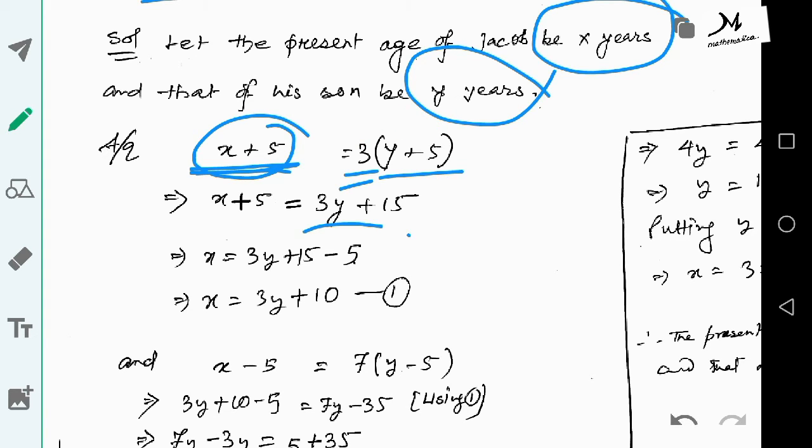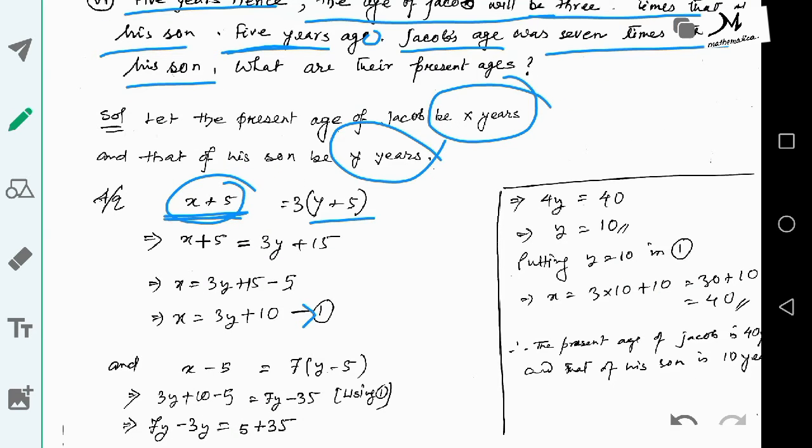So now multiply 3 here and here, and we have got thrice y plus 15. In order to substitute the value of either x or y, we need to express this as a value of x or y. So 5 is brought to this side, we have got minus 5 here. On this side we have got x alone, which implies x is equal to thrice y plus 10, since 15 minus 5 is equal to 10. So this is equation number 1.